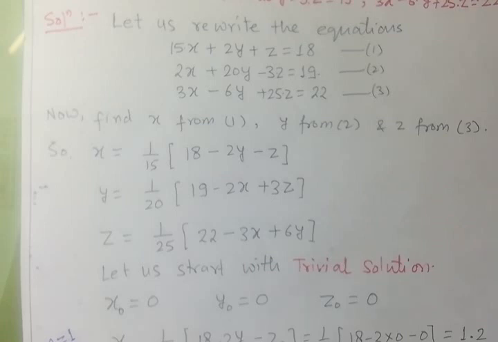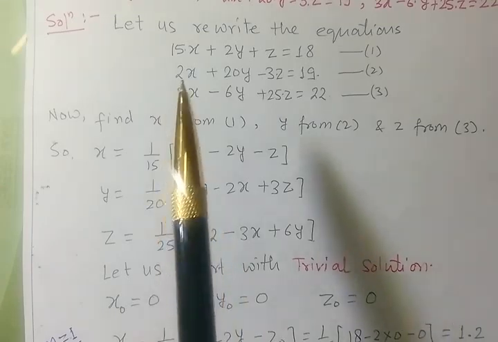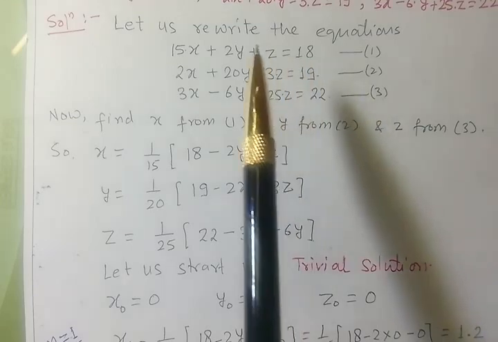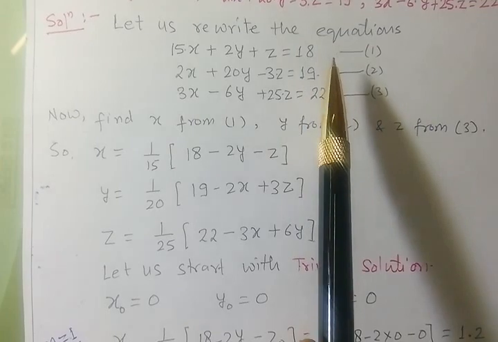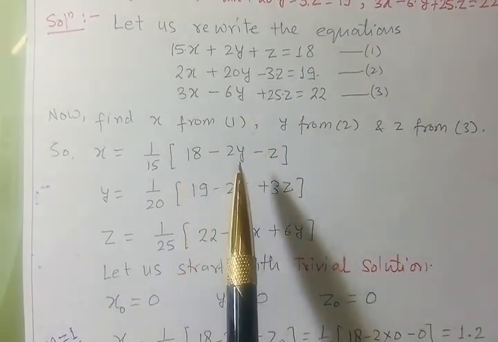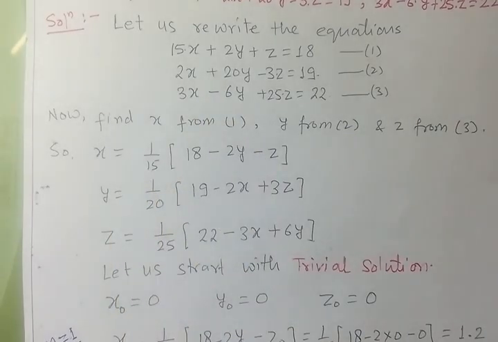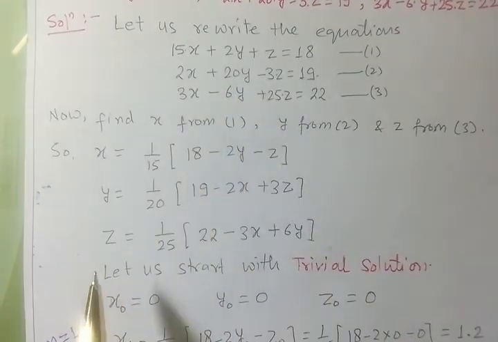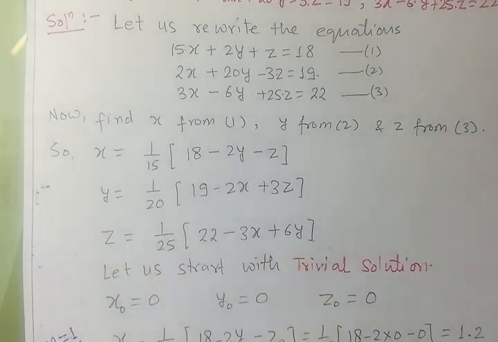Now we have to find x from the first, y from the second, and z from the third equation. How do we find it? The first equation is 15x plus 2y plus z is equal to 18. So 2y and z both will be shifted to the right hand side. They will become negative. So it will become 18 minus 2y minus z is equal to 15x, and that 15 comes down here. In the same way, we find y from the second equation and z from the third equation. So we get these three, the values of x, y and z in terms of the other two variables.